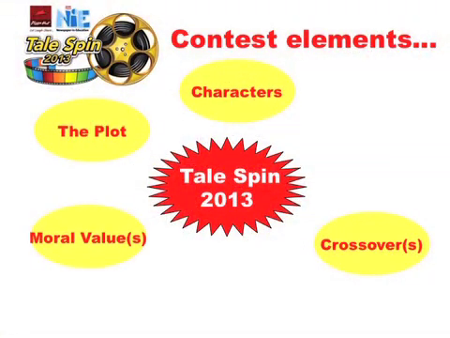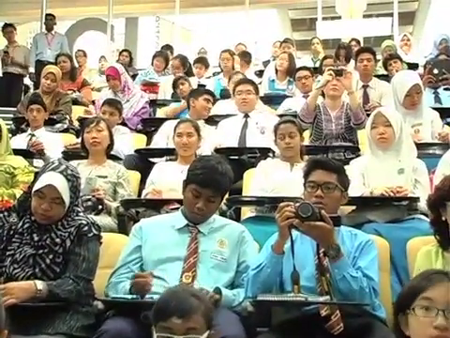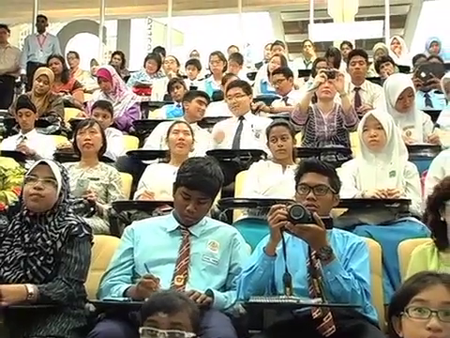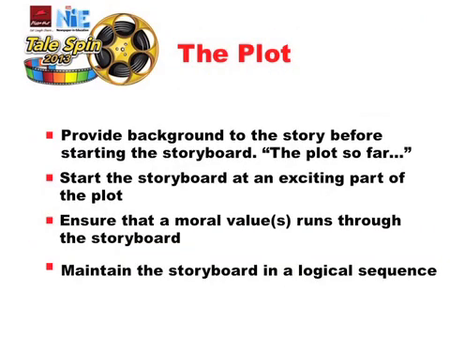Moral value or moral values, you can have more than one value running through your story. Because it's a storyboard, you have your pictures, your illustrations and all that, and you will have to narrate what's happening. Right? Because there are only 9 frames, you have to tell a story as well, not only in picture form or illustrations, but to tell us in narration form. Your last frame has to end with a cliffhanger. There has to be a background placed there in your template that says the plot so far. So what happened before you're introducing the story to us on the storyboard?